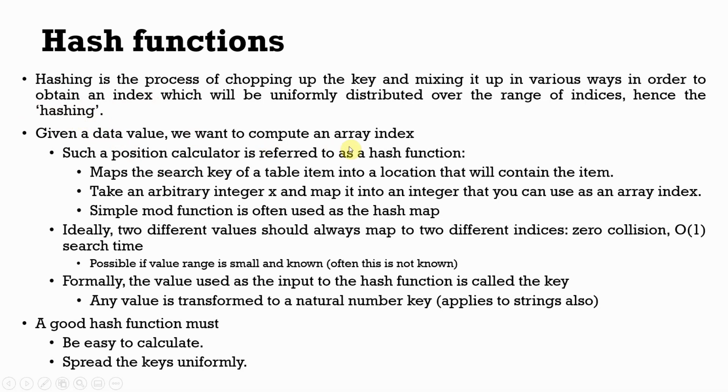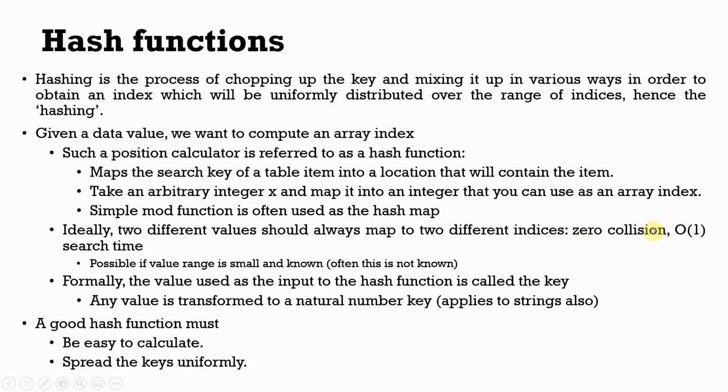Given a data value, we want to compute an array index. Such a position calculator is referred to as a hash function, as mentioned earlier. A hash function maps the search key of a table item into a location that will contain the item, taking an arbitrary integer and mapping it into an integer that you can use as an array index. We want the hash function to be very simple and fast. A simple modulo function is often used as the hash function. There are other methods to form a hash function. We'll see some of them in this presentation, but the most common one is a simple mod function.